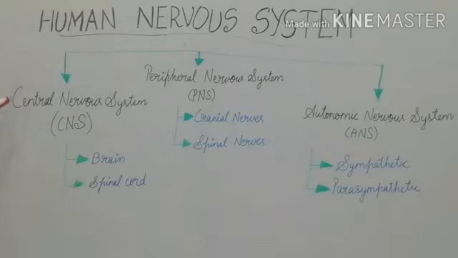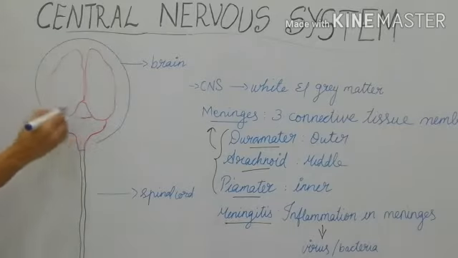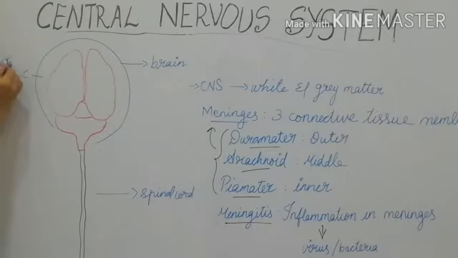First we can see about the central nervous system. The central nervous system consists of the brain and the spinal cord. And this brain and spinal cord are very important organs. The brain is protected by the skull, and the spinal cord is protected by the vertebral column.